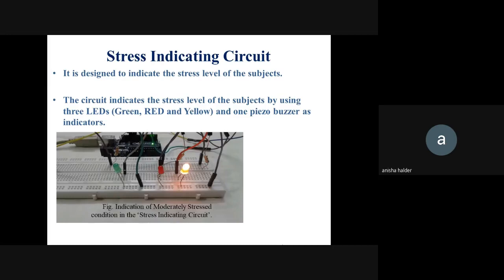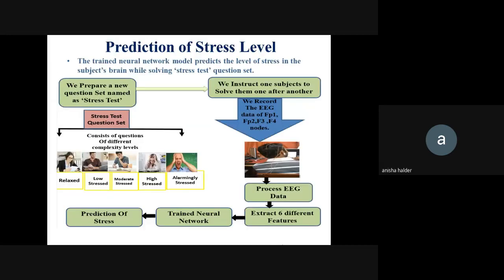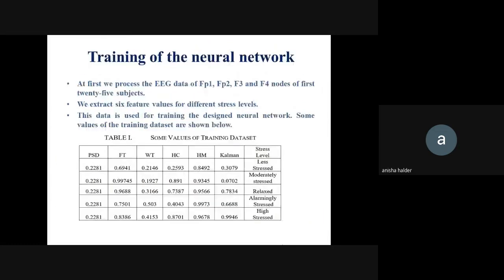Where is the buzzer? In the picture, I cannot see the buzzer. One buzzer is there. If the person is in alarming stress, the buzzer will sound. And if the person is in high stress, then the red light will glow, for medium stress the yellow light, and for less stress the green light will glow. So this is the circuit of this work. This is ongoing work.